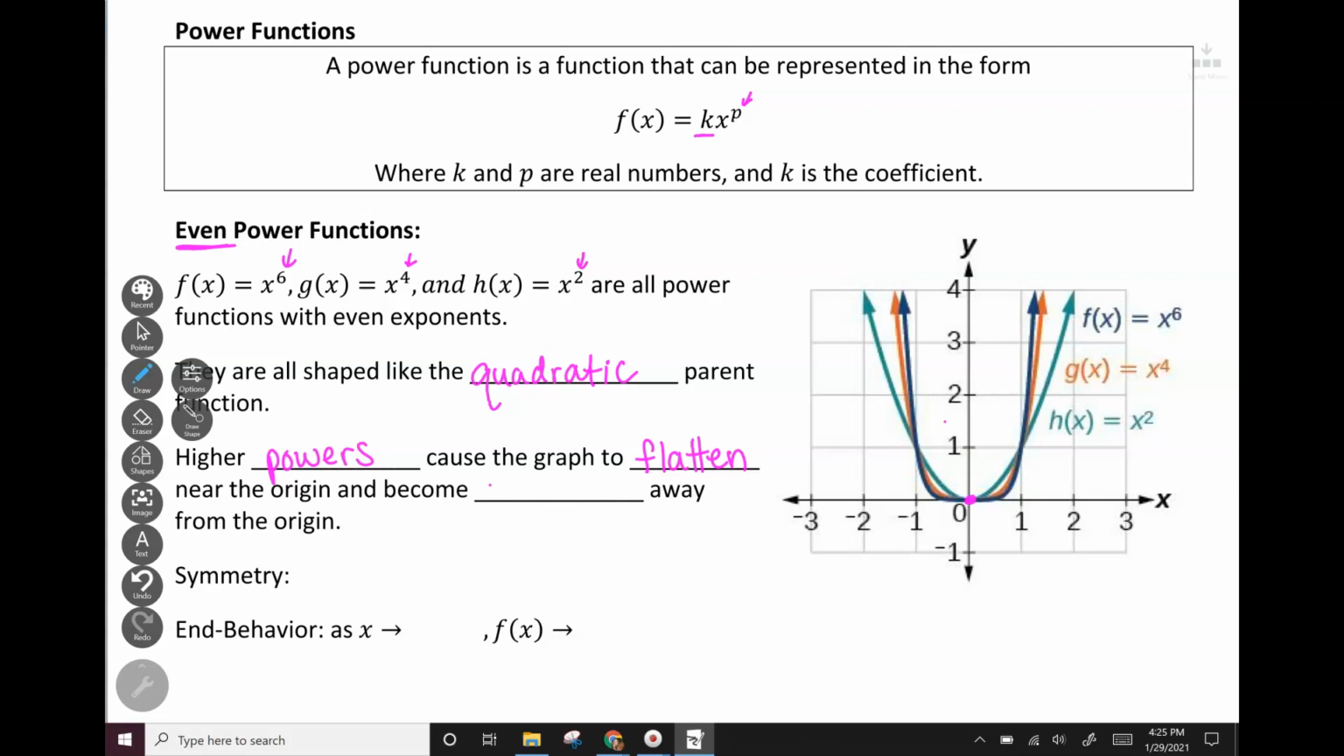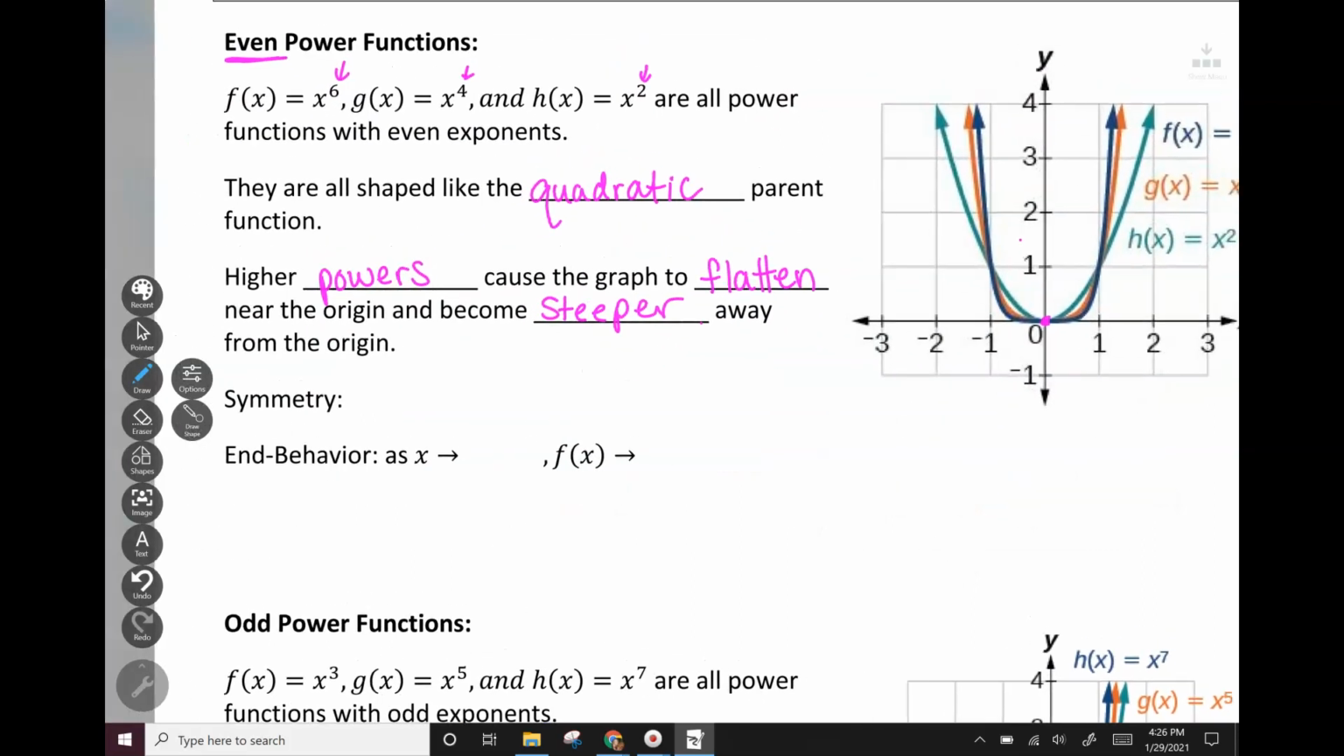And then they become steeper away from the origin. As you move away from 0, 0, you'll see that your graph becomes more steep the larger the exponent is. So x squared is the least steep curve you have here, while x to the power of 6 goes up very quickly, and it is the most steep. The higher the exponent, the more steep it's going to be as you move away from the origin.